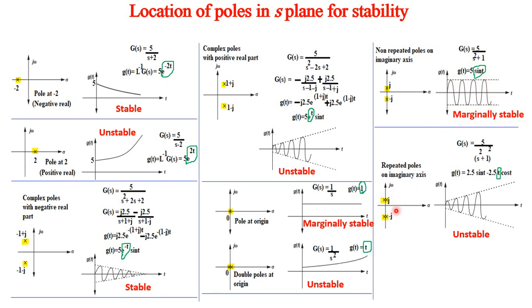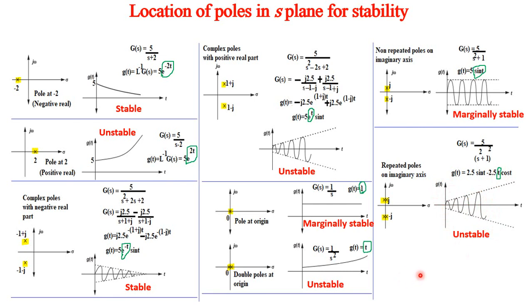Suppose we have repeated poles on the j omega axis. So s square plus 1 whole square. So same thing repeated like this, s square plus 1, s square plus 1 whole square. If we partial fraction and simplify, we will get g of t like this. So here 2.5 sin t term is not a problem, it will be like this. Whereas minus 2.5 into t cos t, because of this t term, the sinusoidal and cosine oscillations will increase with respect to time. Therefore, g of t is unbounded, the system is unstable.